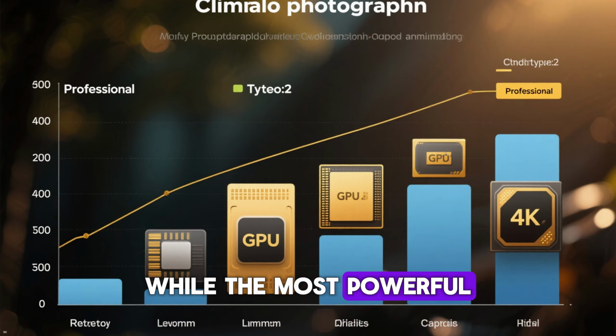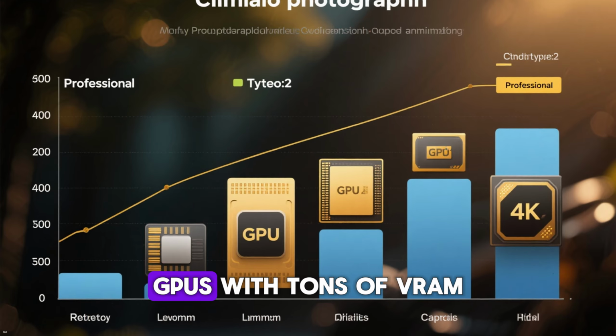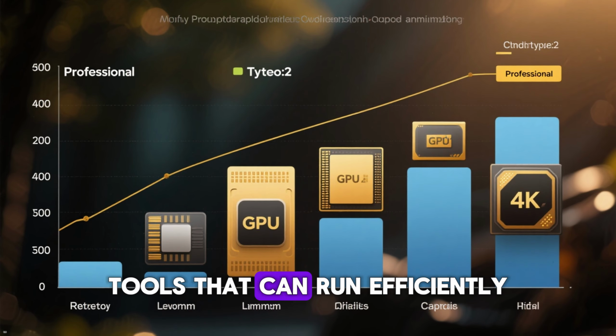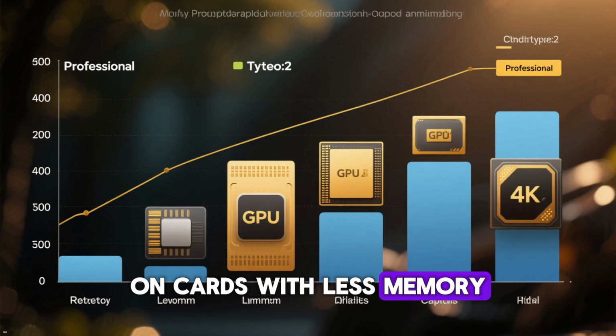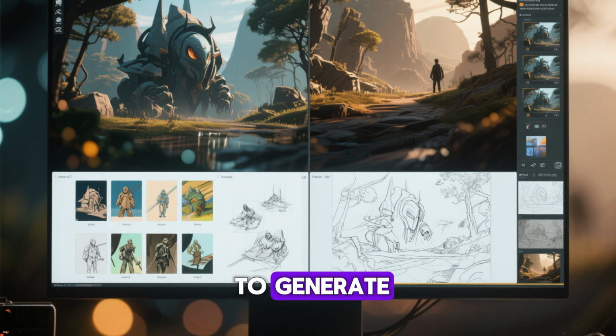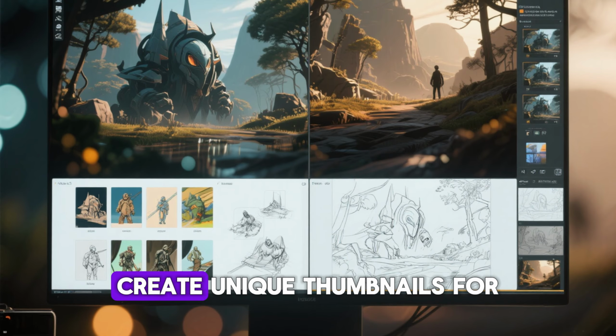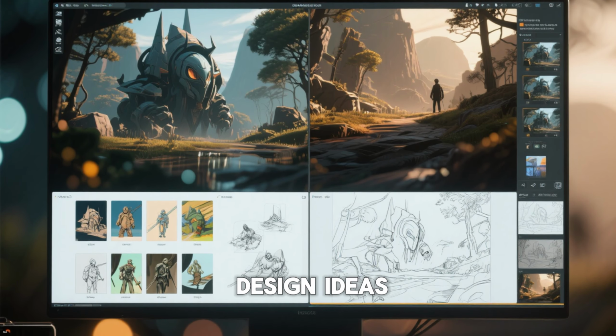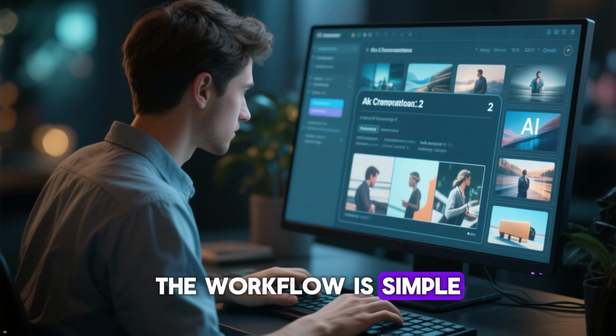While the most powerful image models require top-tier GPUs with tons of RAM, there are incredibly well-optimized tools that can run efficiently on cards with less memory. We can use these to generate concept art for a project, create unique thumbnails for your content, or quickly mock up design ideas. The workflow is simple.